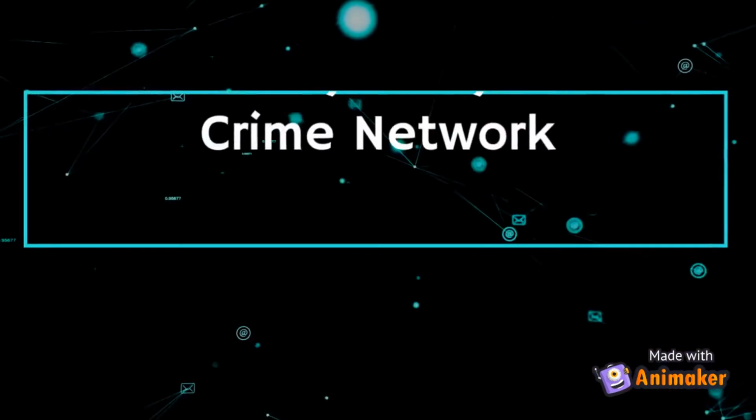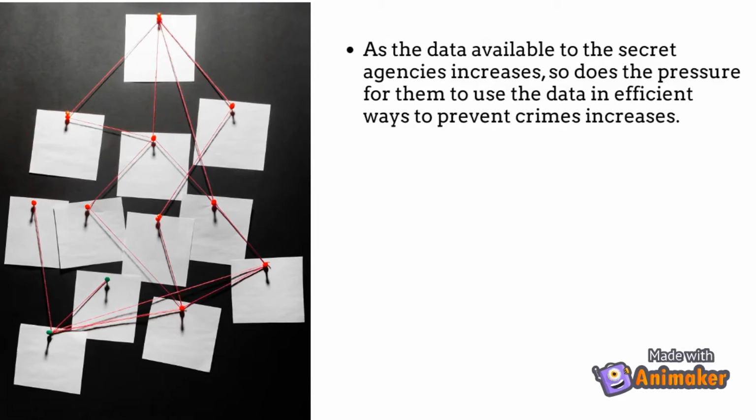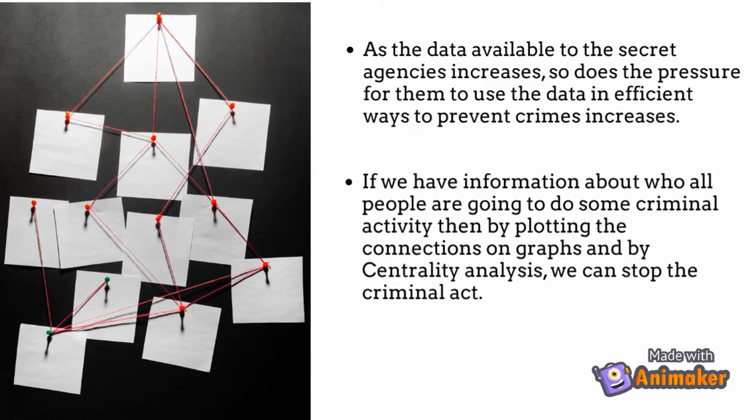Centrality analysis of crime network. As the data available to the secret agencies increases, so does the pressure for them to use the data in efficient ways to prevent crimes. If we have information about who all people are going to do some criminal activity, then by plotting the connections on graphs and by centrality analysis, we can stop the criminal act.